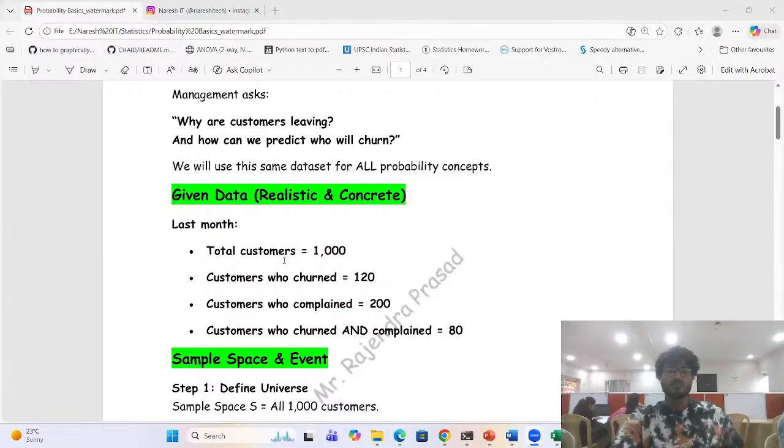See here, total number is 1,000. I have observed that out of 1,000, 120 people have already converted. And I have already seen that out of 1,000, 200 people have complained about something: the product is not good, quality is not good, price is very high. Like that, the people have complained.